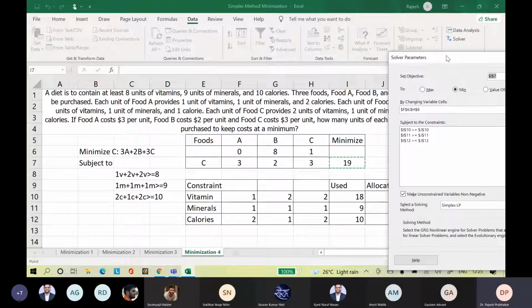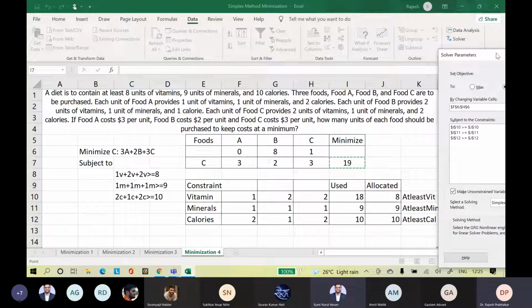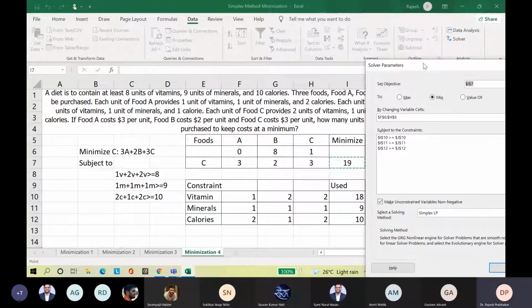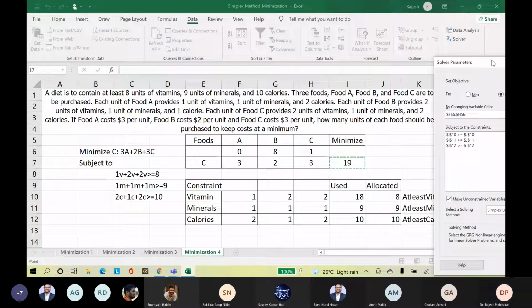1 to 2, 1, 1, 1, right? Minerals is 1, yes, 1, 1. And sir, 1, 2 is calories. Calories. Yes, sir. Okay, sir. I'll check it again. No problem. Thank you. I10 equal to J10. I11 equal to J11.